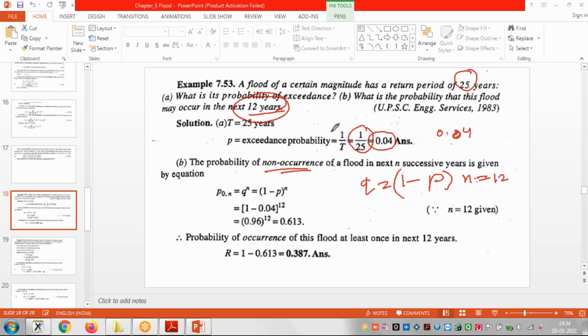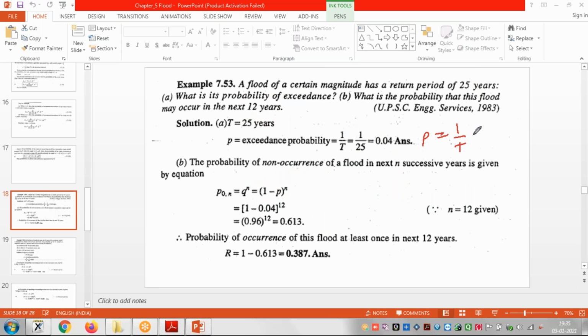What is the probability that a flood may occur in the next 12 years? For that, this formula: Qn is equal to 1 minus p raised to the power n, the probability of non-occurrence. We have already found the probability p value is 0.04. Let me clear it so it is clear to you. First we found probability is equal to 1 upon T. We put the value and we got this value.